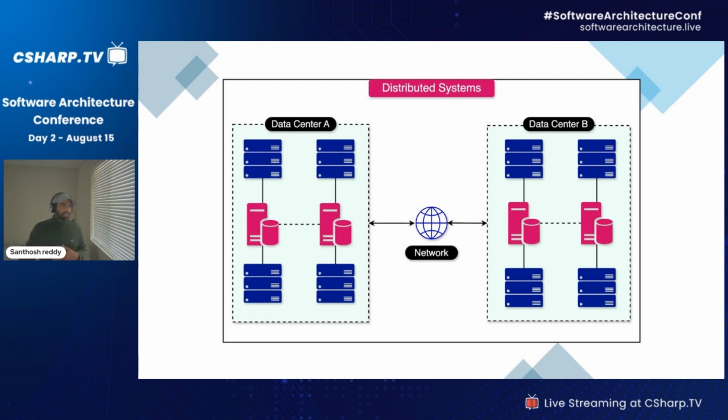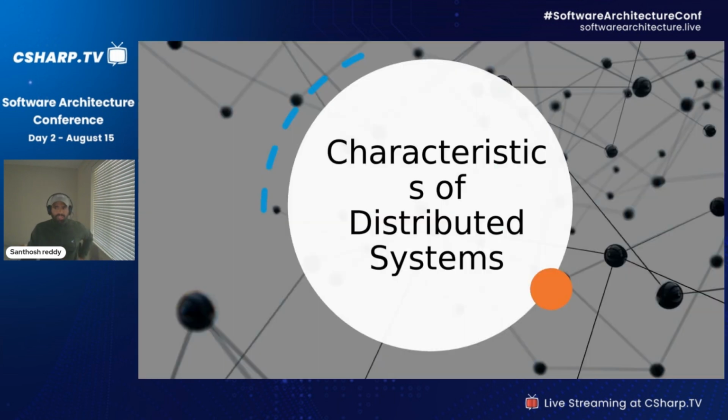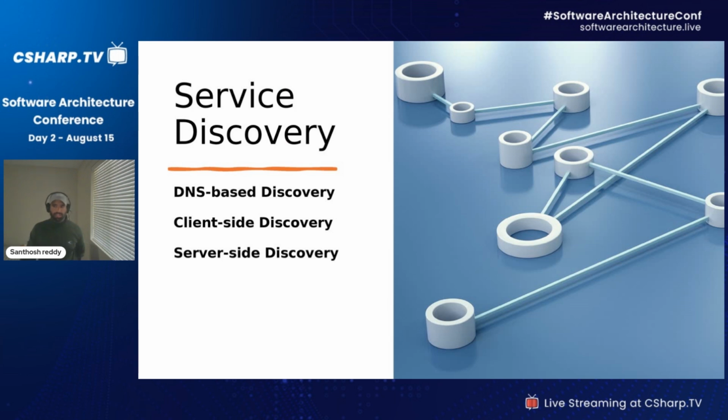So now we're going to talk more about the characteristics of the distributed systems, right? There are many, but generally four of them come to my mind when I talk about the characteristics. So let's look at each one of them. The first one is the service discovery.